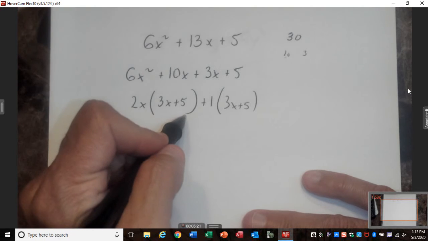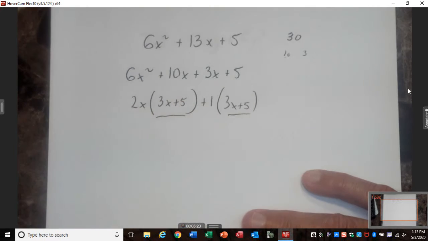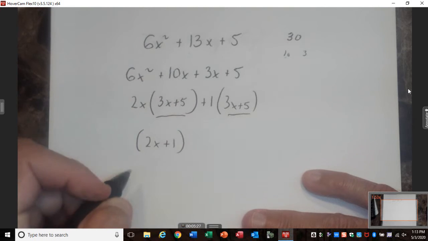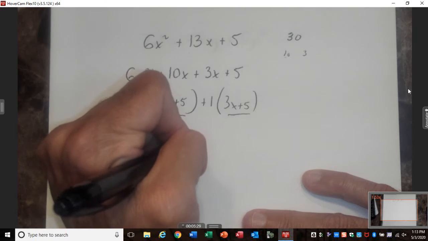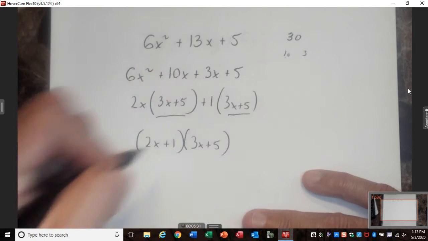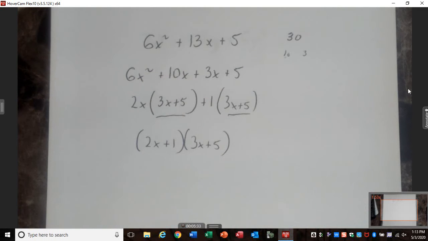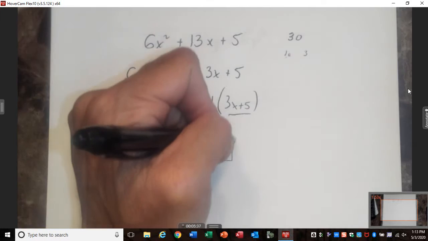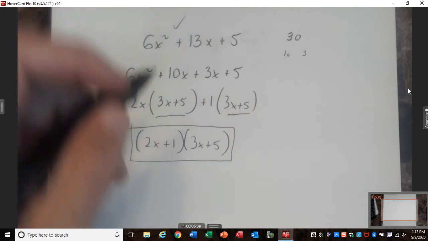See, again, notice how the binomials are the same. So now your answer is going to be 2x plus 1 in one binomial, and then 3x plus 5 in the other, and we're done. So if you were to FOIL this or distribute this, you would get this guy up here.